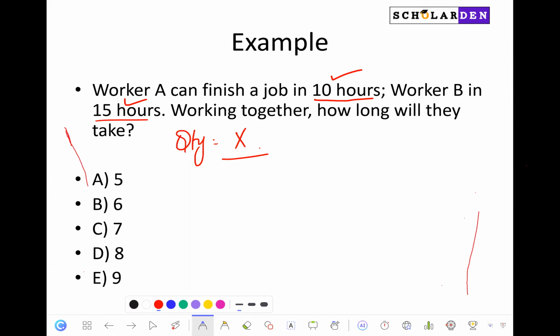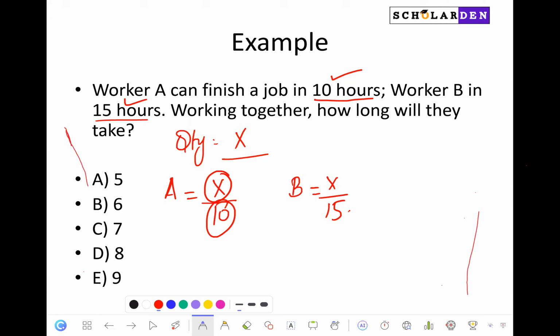So in the case of workers A and B, what is the rate with which worker A works? Worker A works at a rate of X by 10, because this is the total quantity and this is the total time. What is the rate with which worker B works? Worker B works at a rate of X by 15.